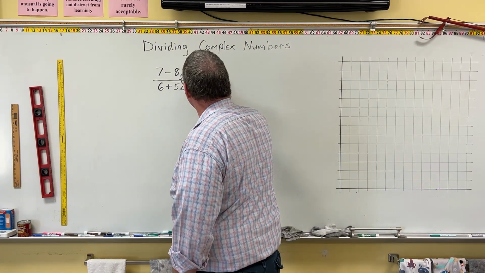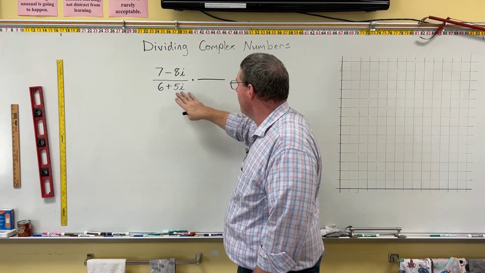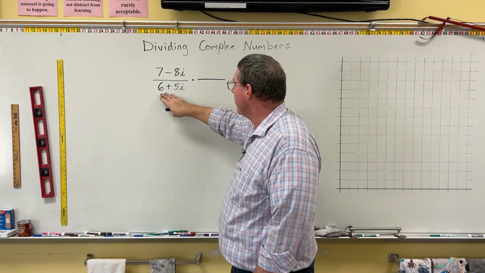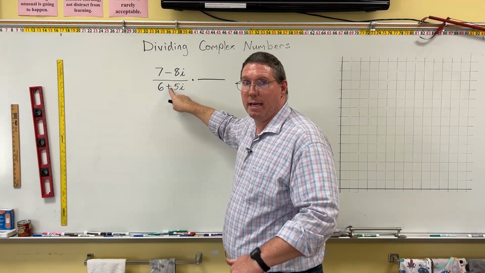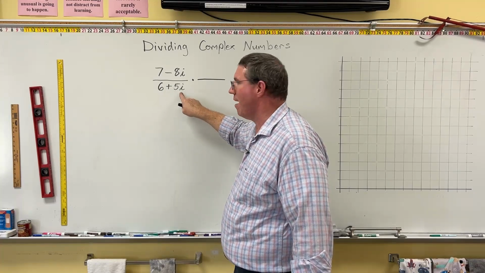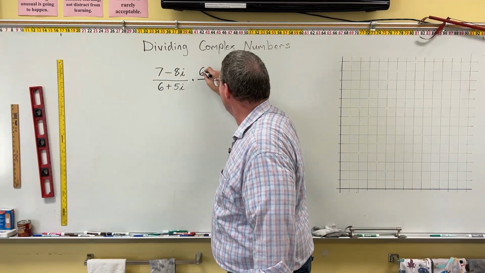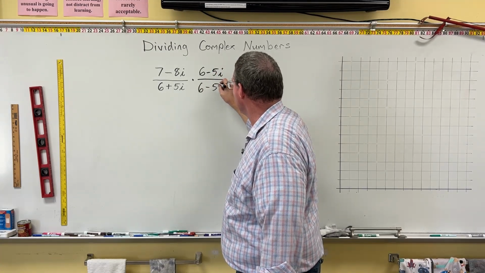The first thing you have to do is multiply by another fraction. That fraction is going to be related to the denominator, 6 plus 5i. You're going to take the denominator and change the sign. If it's positive, you make it negative. If it's negative, you make it positive. So instead of 6 plus 5i, I want 6 minus 5i. And I'm going to put that in the numerator, 6 minus 5i, and in the denominator, 6 minus 5i.